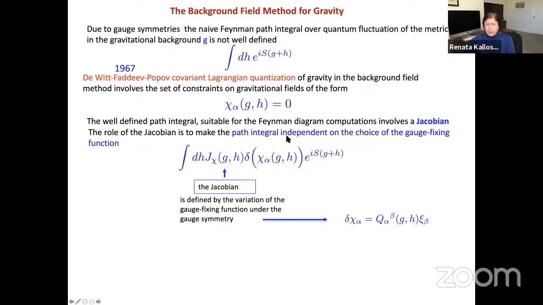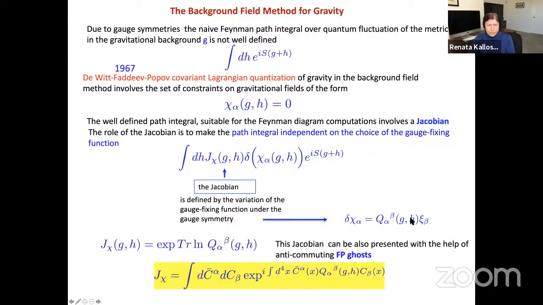And so the way this Jacobian is defined is by the variation of the gauge fixing function under gauge symmetry. So delta of this function of perturbation over which I integrate and the background field is given by a certain, in general, differential operator, which depends on background metric as well as on perturbation. And so the answer is that this determinant here is exponent trace of log of this operator. And according to this great discovery of Faddeev and Popov, this Jacobian can be presented with the help of anti-commuting Faddeev-Popov ghosts. So instead of writing it in this form, we can present it as an integral over anti-ghost and ghost from the exponent, which has c bar alpha, which is anti-ghost, this differential operator, which depends on background as well as on perturbation, and the ghost field.